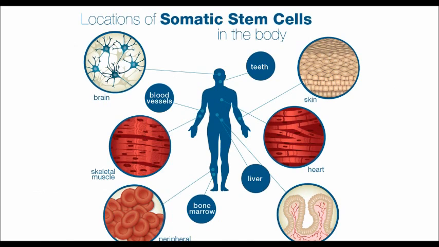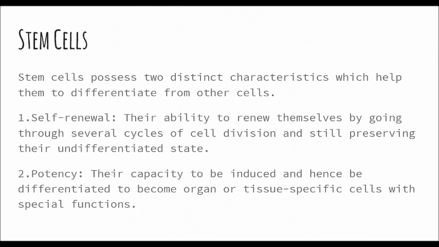This diagram depicts the various locations of somatic stem cells in the body. They are found in the brain, skeletal muscle, peripheral blood, heart, skin, etc. Stem cells basically possess two distinct characteristics which help them differentiate from other types of cells in the body. The first one is self-renewal: their ability to renew themselves by going through several cycles of cell division and still preserving their undifferentiated state.